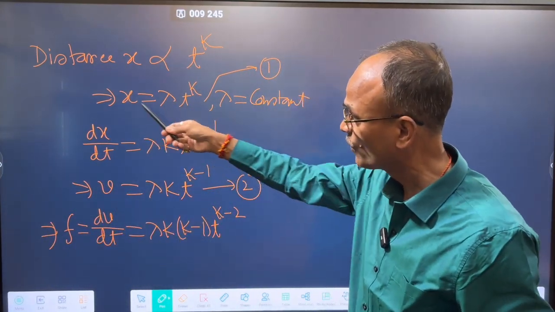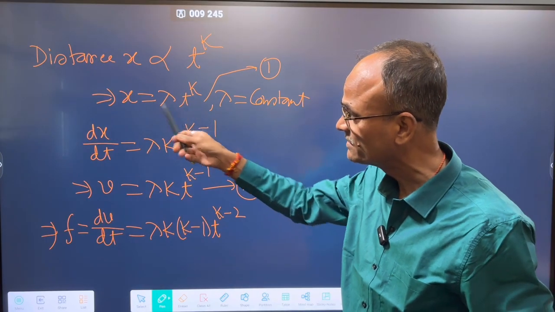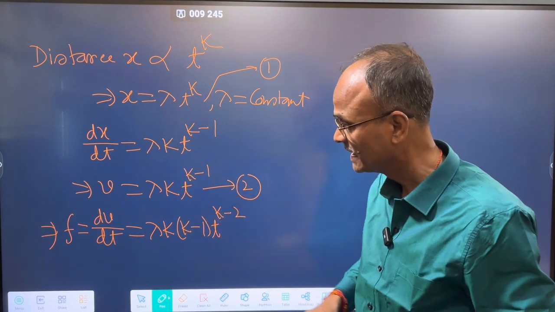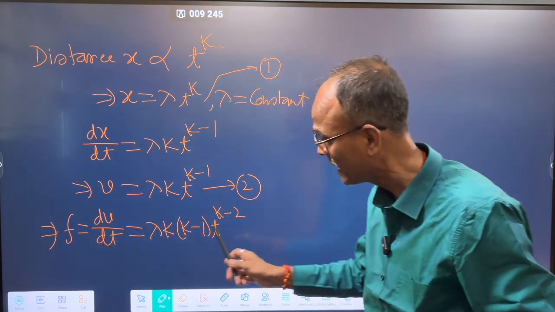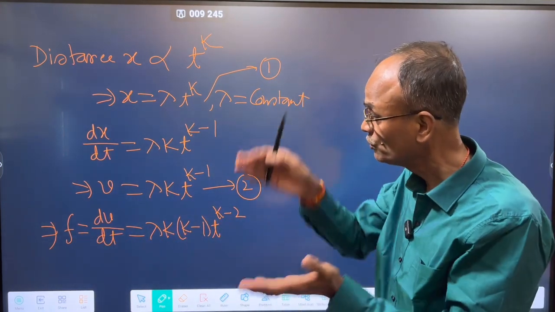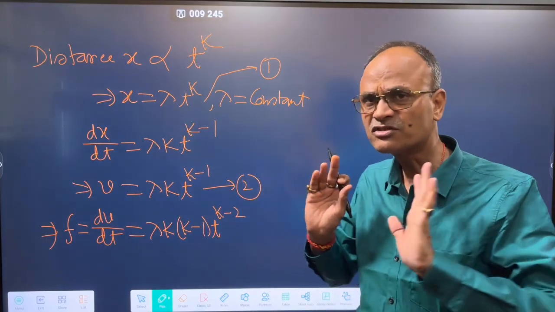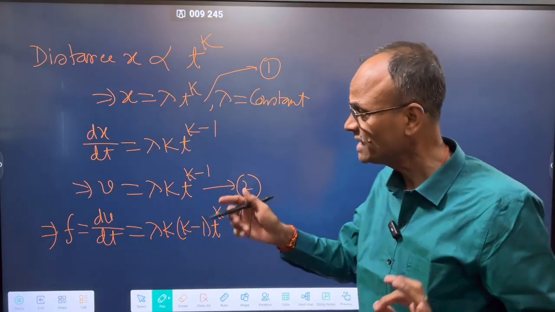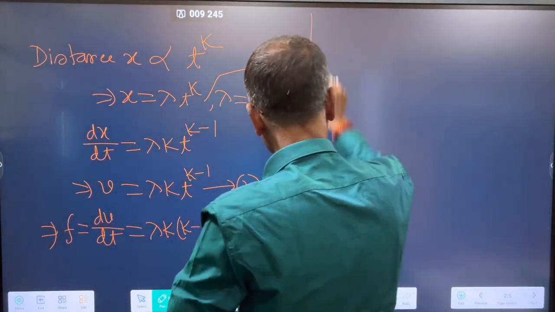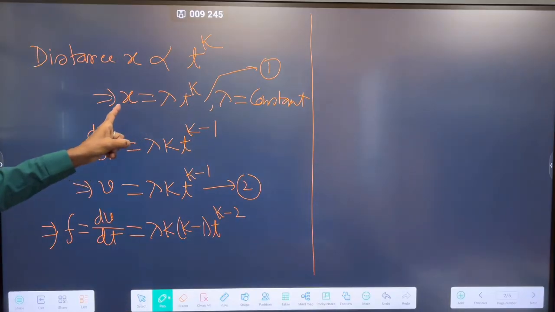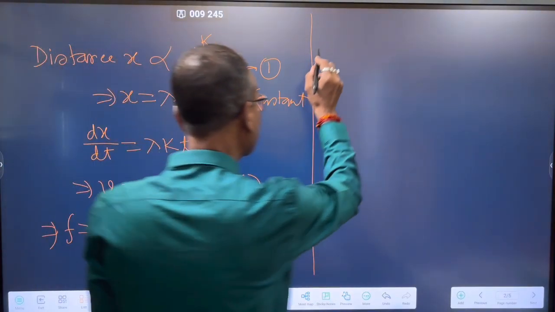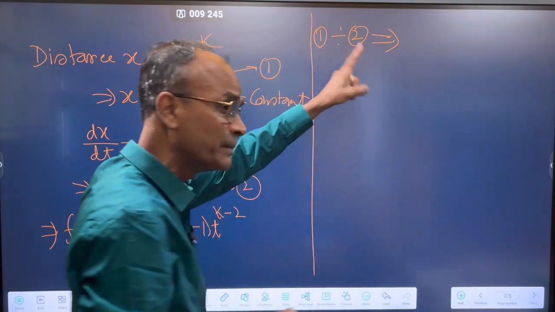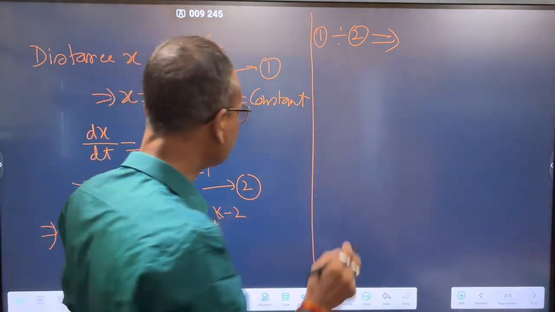Number 1 is the relation between x and t. Number 2, the relation between v and t. Number 3, the relation between f and t. From these three relations, we are to eliminate t. Now, to eliminate t, first divide 1 by 2, that is, divide equation 1 by equation 2.